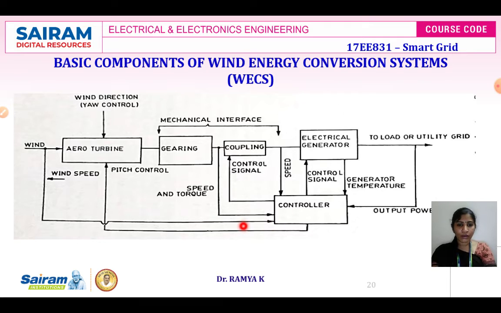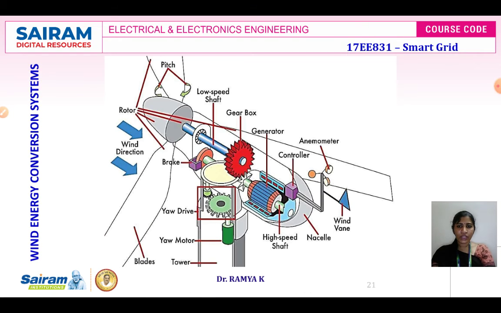You can see the wind speed is taken as a reference, and also after the gearing arrangement the wind speed is taken as a reference. Once that is done, to maintain the constant speed, the controller will adjust the pitch of your wind blade. Therefore the control will happen in the aero turbine so as to vary the pitch angle of the wind blades. In the wind energy conversion system, you can see the major parts internally, how exactly it looks.